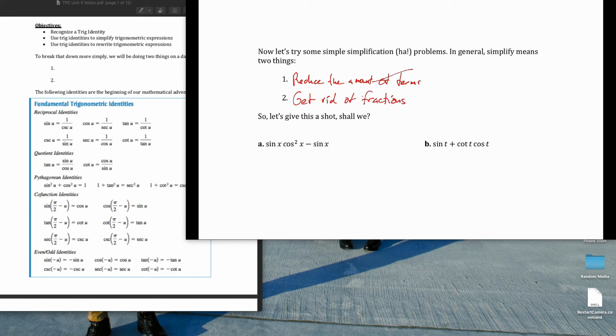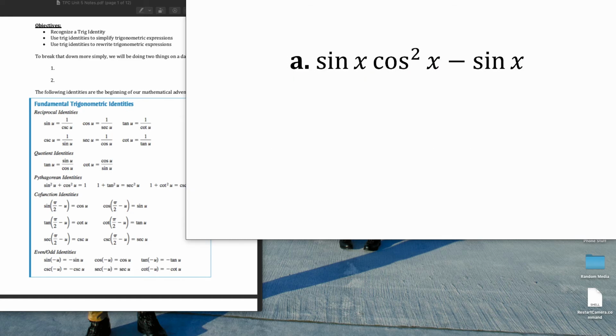We're going to start off with example A, where we have sine of x times the cosine squared of x minus sine of x. Yikes. Folks, when we're looking at problems like this, I want you to think about some algebra skills. So we have sine of x times cosine squared minus the sine. You'll notice we've got sine of x in both the first part and the second part. So we're going to use some algebra skills, and we're going to factor out a sine of x.